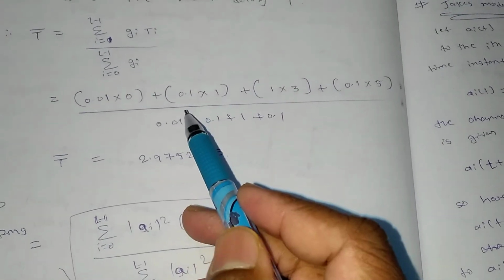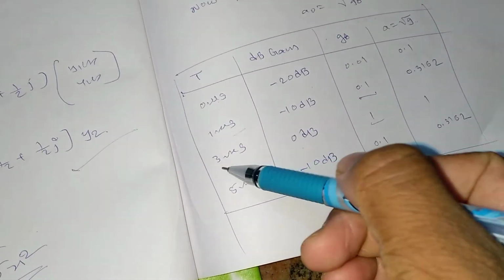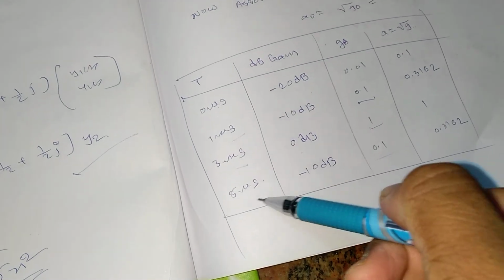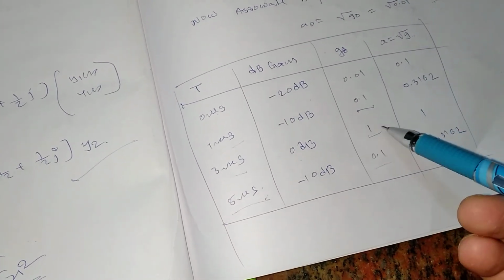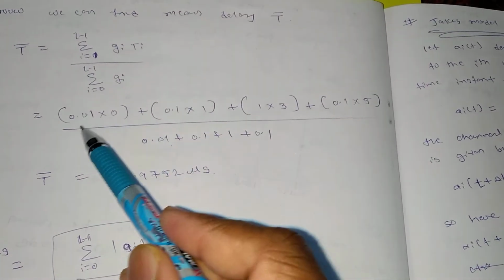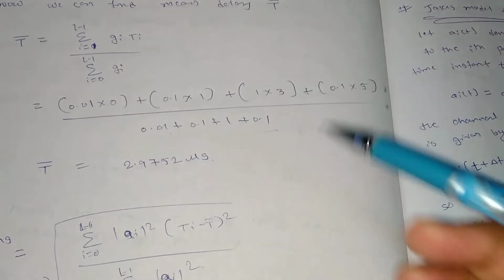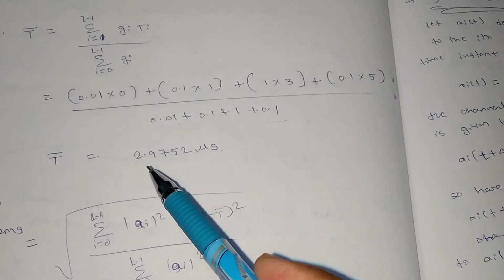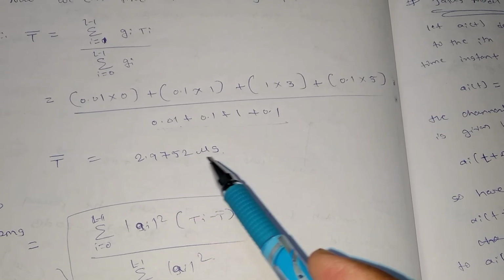For the second one, 0.1 into 1. For the third one, 1 into 3. For the fourth one, 0.1 into 5. So in the denominator, I will be having 0.01 plus 0.1 plus 1 plus 0.1. Like this, I will add all those things with the help of this formula. The numerator has 0.01 into 0, 0.1 into 1, and so on, and the denominator contains all the powers. If I calculate, I'll be getting T bar equal to 2.9752 microseconds.